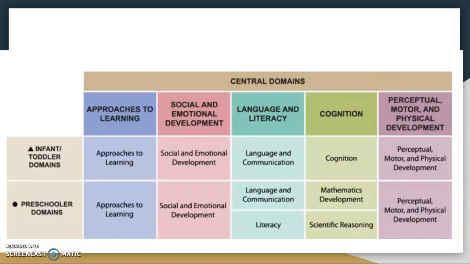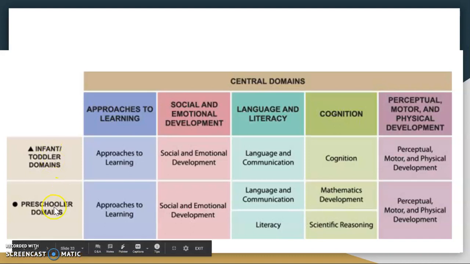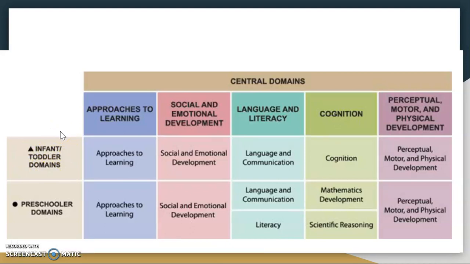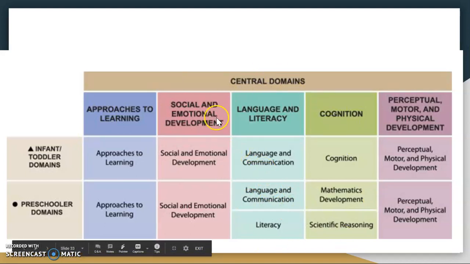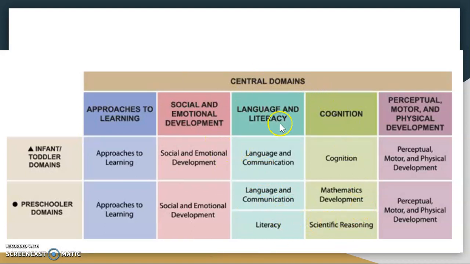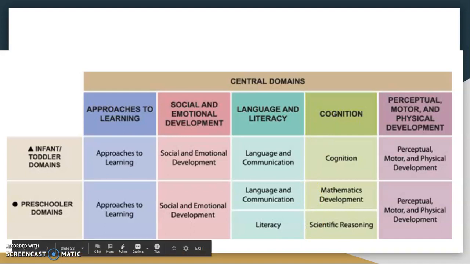So here we have the central domains. You can see the major differences with preschoolers versus the infant and toddler domains are language, literacy, math, and scientific reasoning over here. So that would be the language and literacy and cognition domains. So you want to make sure you consider the age groups and the learning domains when planning.